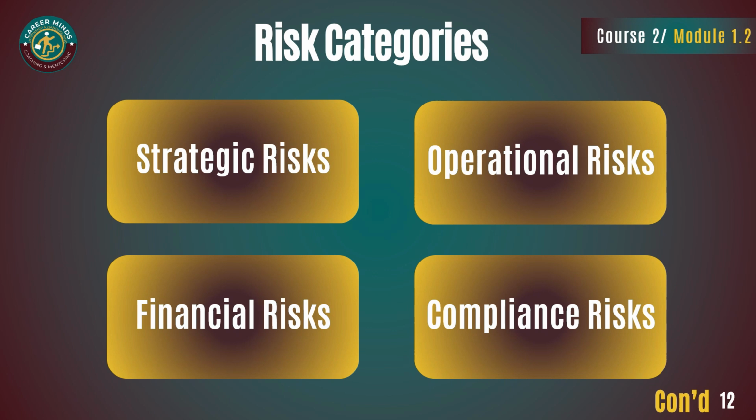And then we have operational risks. These are risks that are arising from day-to-day operations. An example would be equipment failure, supply chain disruption, and so on. We also have the financial risks, and these are risks that are related to monetary loss or instability. Examples would be exchange rate fluctuation, credit risk, and so on. And then there is compliance risks, which are risks of violating laws and regulations. These ones can be very costly because they come with legal penalties and data privacy breaches.